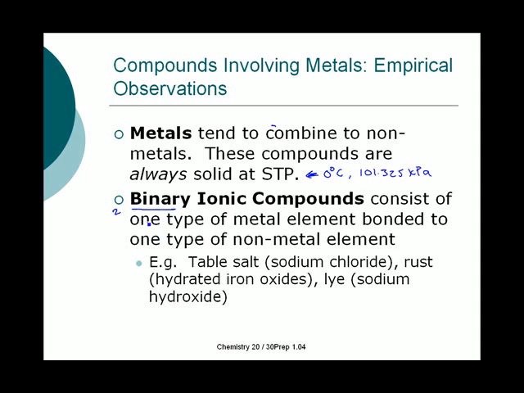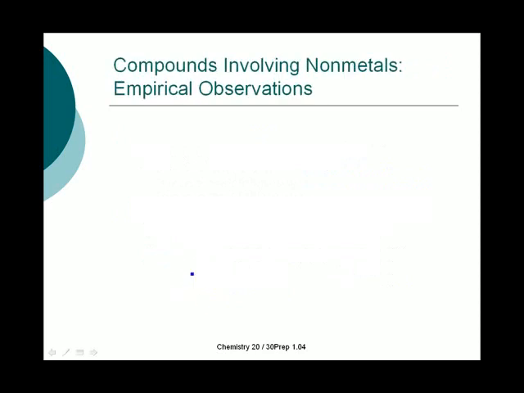Each of these compounds consists of a metal, which is the first name, sodium, iron, and again sodium here, bonded to a non-metal or a polyatomic ion. So chloride, oxide, and hydroxide. So these are all ionic compounds, binary ionic compounds.